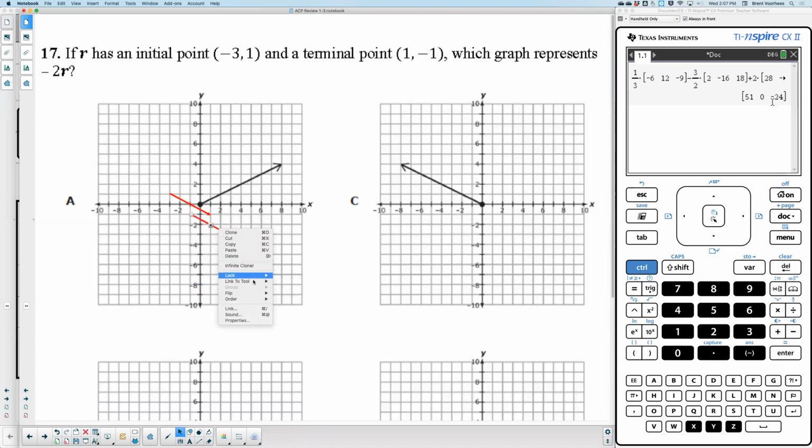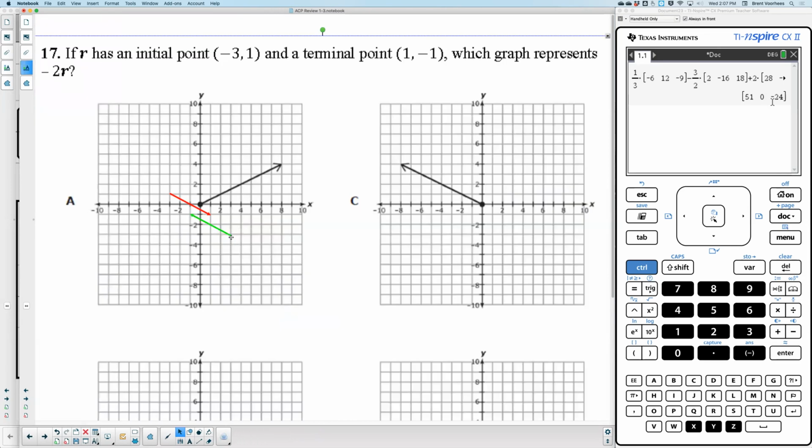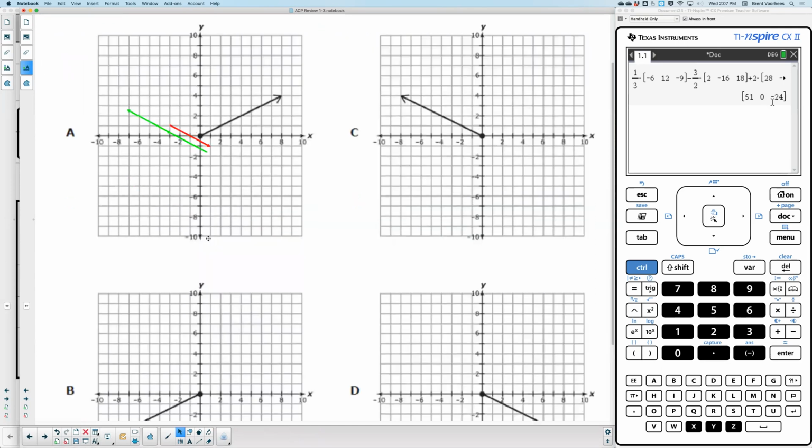and flip it again and change the color. Properties. It's taking longer than I thought. Okay, there it is. That right there is a -r vector. You see how they're the same length but pointing the opposite direction? So if you had 2 of those tip to tail, your answer should look like what I have there in green. It should be a vector that's pointing this direction, 2 of those in length.